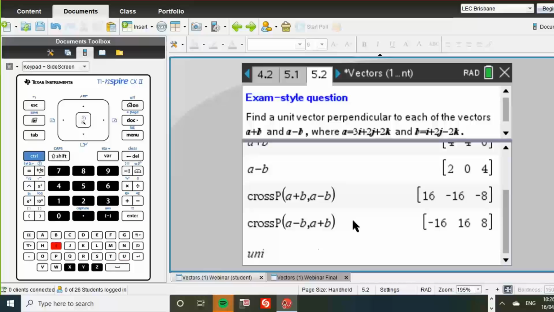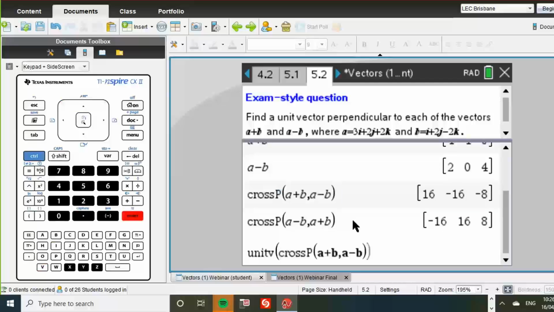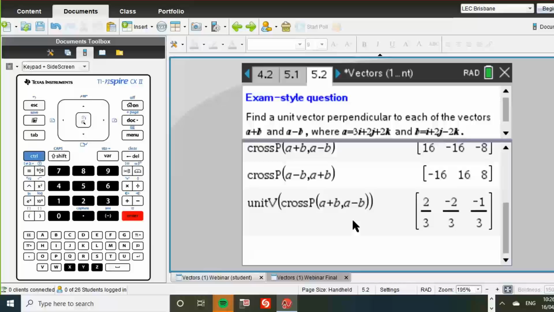We take unit V, unit vector V, go up and grab the first one, for example, press enter, and a unit vector which is perpendicular to those vectors, where A and B are those vectors, is 2/3 i minus 2/3 j minus 1/3 k.